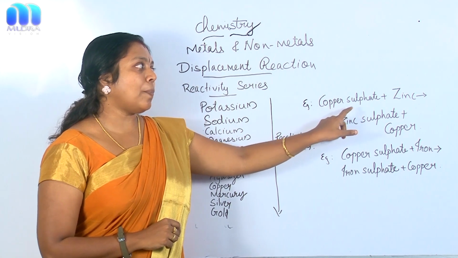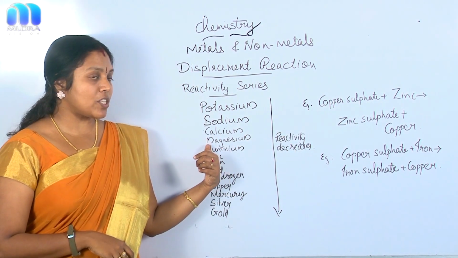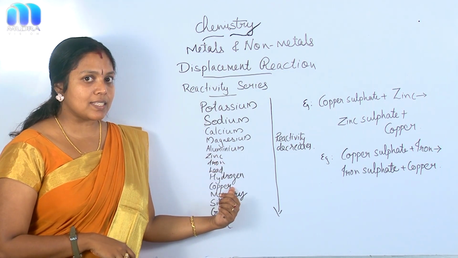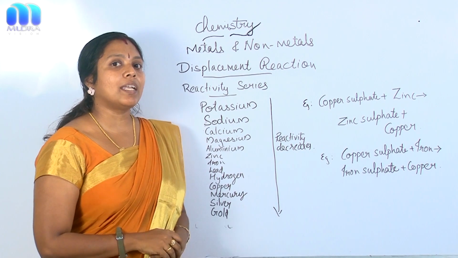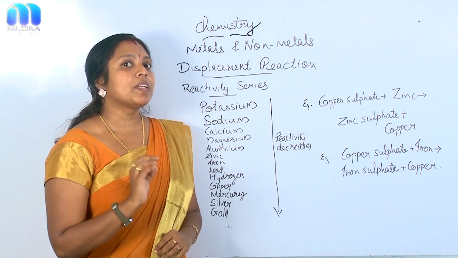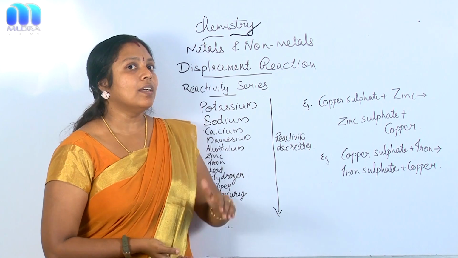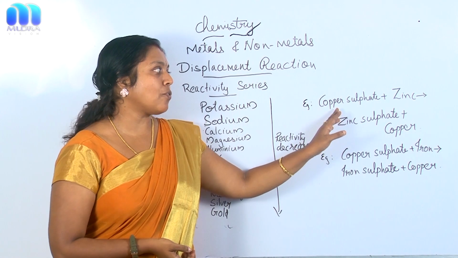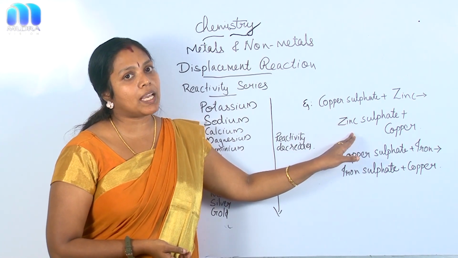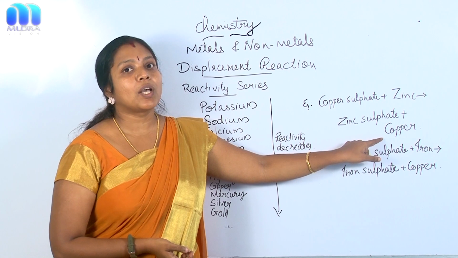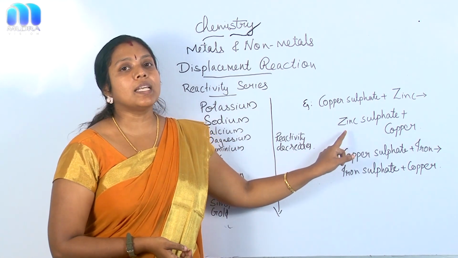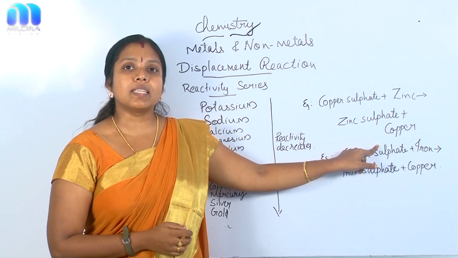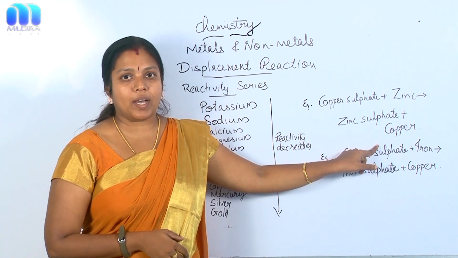we can see copper and zinc. Which one is in the highest position? Zinc. Below zinc, copper. That means zinc is more reactive than copper. That means zinc, which is more reactive, replaces copper and takes the position of copper, and the products become zinc sulfate plus copper, because zinc here is more reactive than copper. That is how zinc replaces copper.